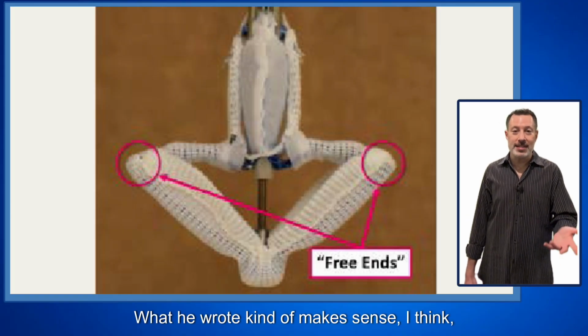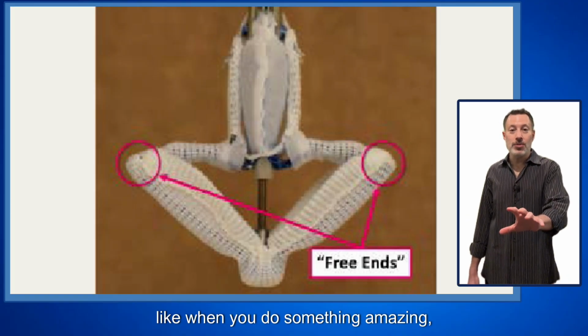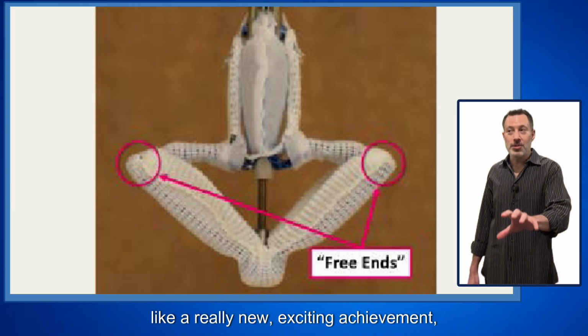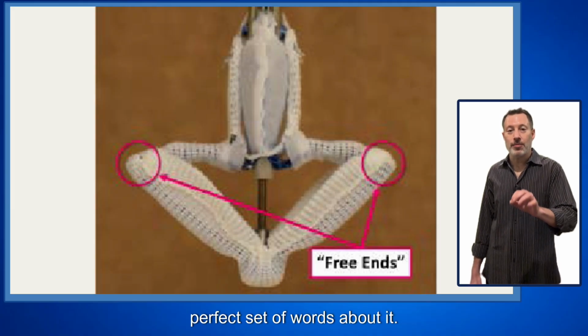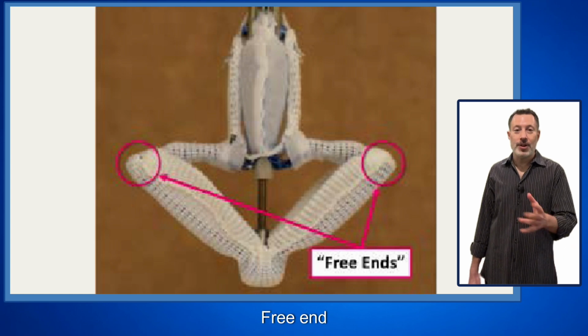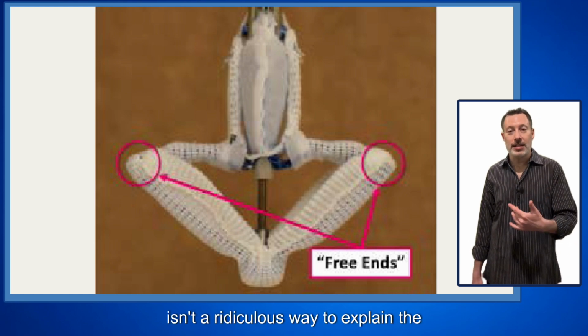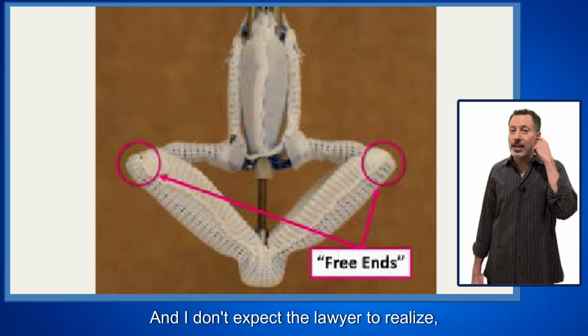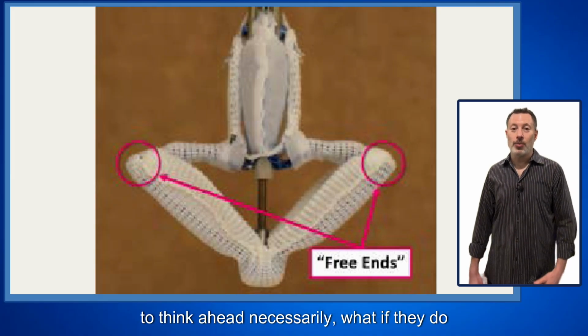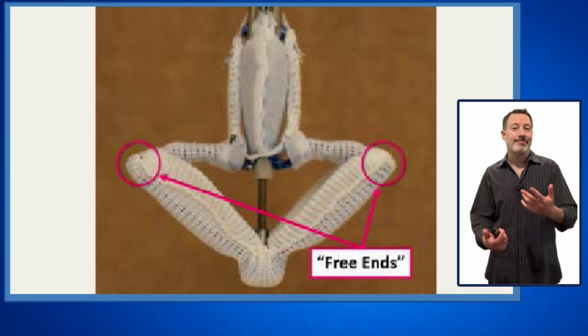What he wrote kind of makes sense, I think, upon, like, when you do something amazing, like a really new, exciting achievement, I don't know that I expect you to write a perfect set of words about it. Free end isn't a ridiculous way to explain the invention. And I don't expect the lawyer to think ahead necessarily. What if they do it with a knee joint?